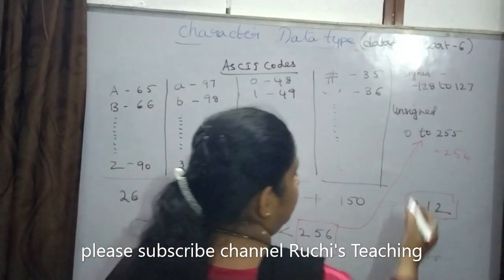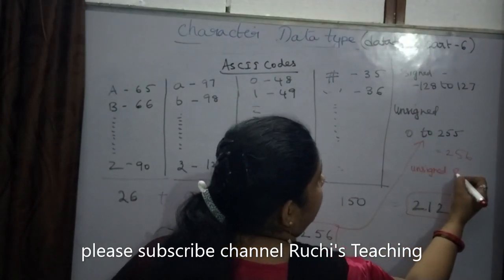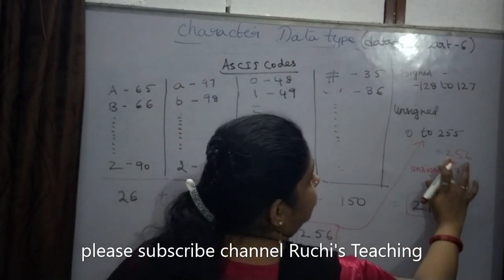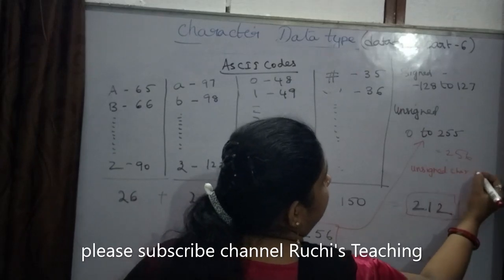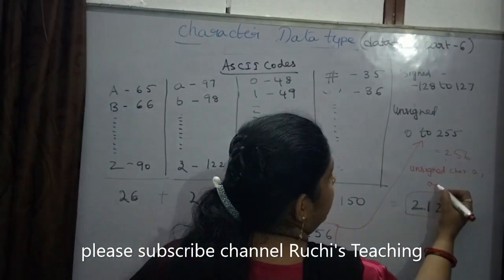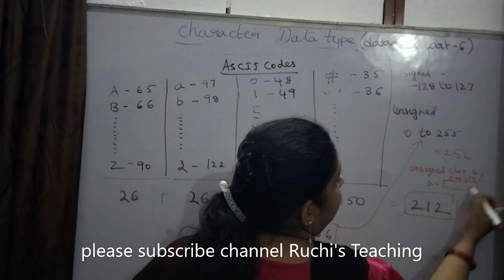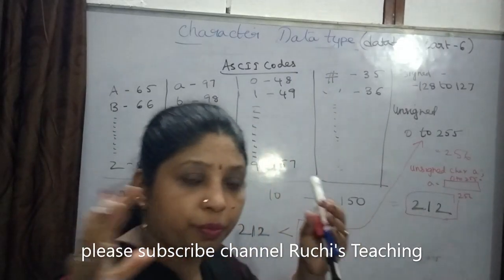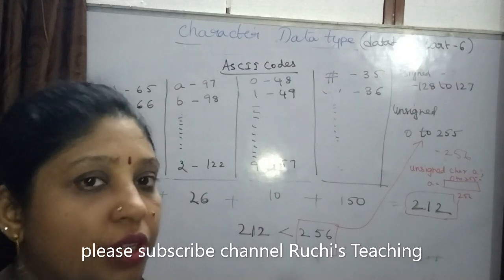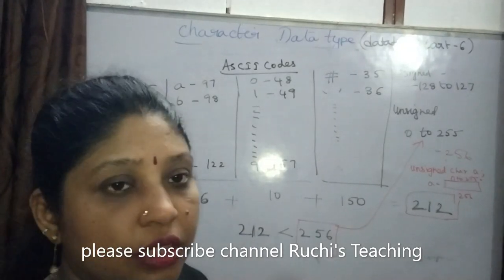Now how this works is, suppose you have declared it like this: unsigned char A. If you declare like this, unsigned char A, then A's memory location will take values from 0 to 255. That means it comes around 256 values it can take. Okay, that many values it can take, from 0 to 255.